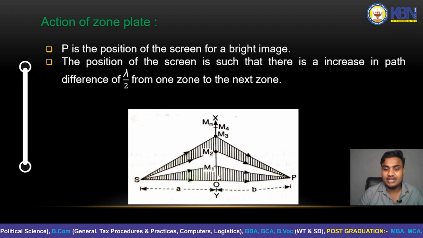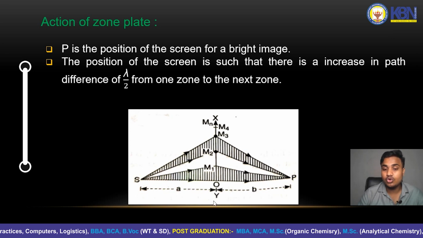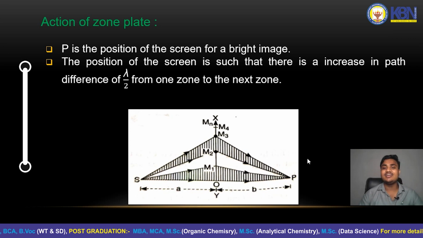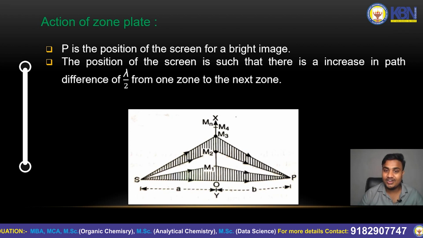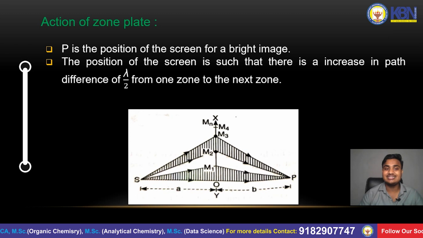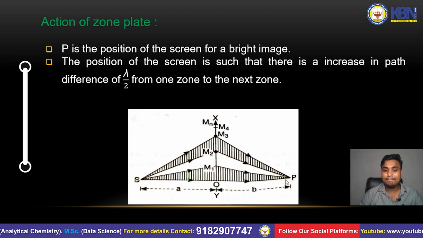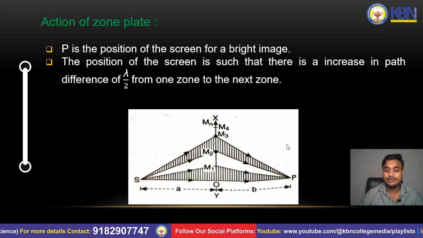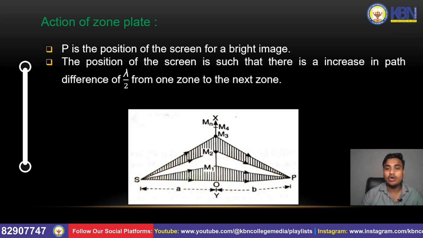P is the screen for the bright image. The distance between the zone plate and the screen is called A, and the distance between the source and the zone plate is given by B. The position of the screen is such that there is an increase in path difference of lambda by 2 from one zone to the next zone. You can see here from PM1 to PM2 there is an increase in the path difference of lambda by 2, the optical path difference.